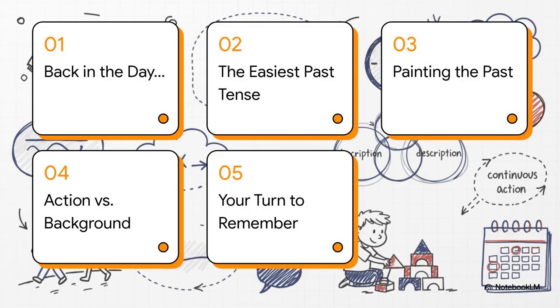First, we're going to take a trip back in time. Then, I've got some seriously good news for you about Spanish verbs. After that, we'll get into what the imperfect is actually for, clear up the single biggest point of confusion, and then we'll make sure it all sticks. Sound good? Let's jump in.